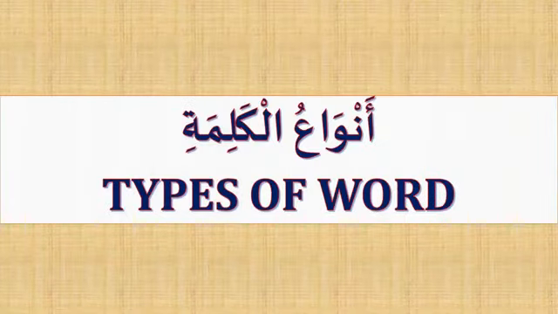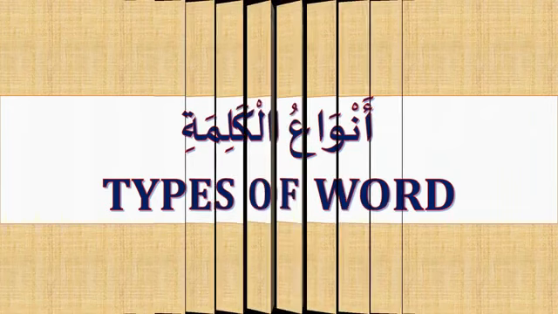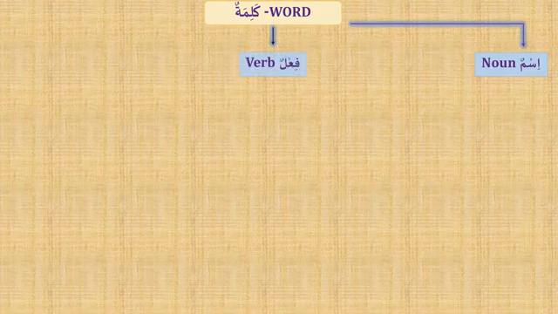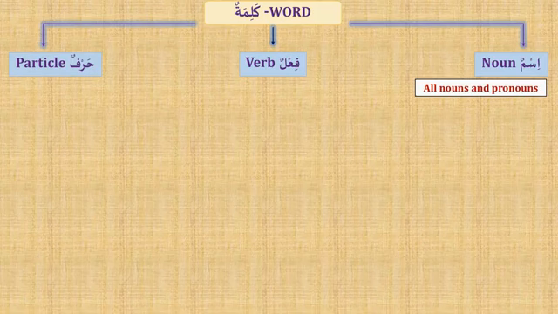In this lesson, we are going to learn أنواع الكلمة, types of word. In Arabic, there are 3 types of word, which are known as following. اسم, noun, فعل, verb, حرف, particle. The first type of word is noun. That includes all nouns and pronouns. Nouns like animals, objects, proper names of people and places.